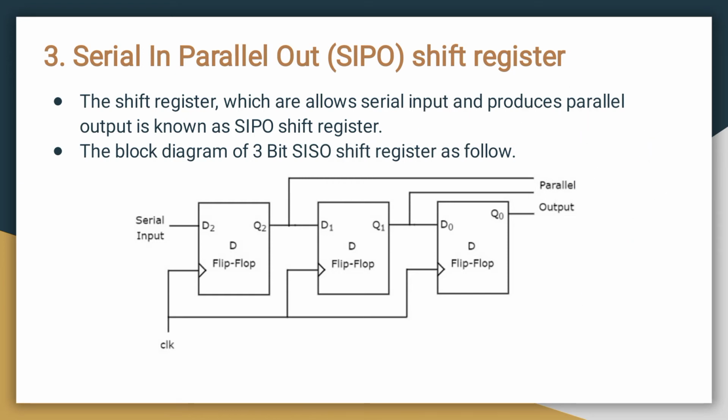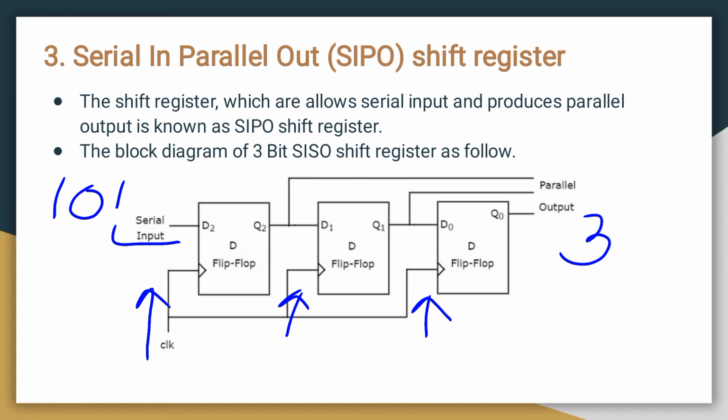So let's see how it is going to work. Same example, 101. The first input is applied and the clock at the same time. The block diagram is the same. We are going to use 3 D flip-flops. It is a synchronous one, so the clock is applied to make the flip-flop store the data, or to shift the data.